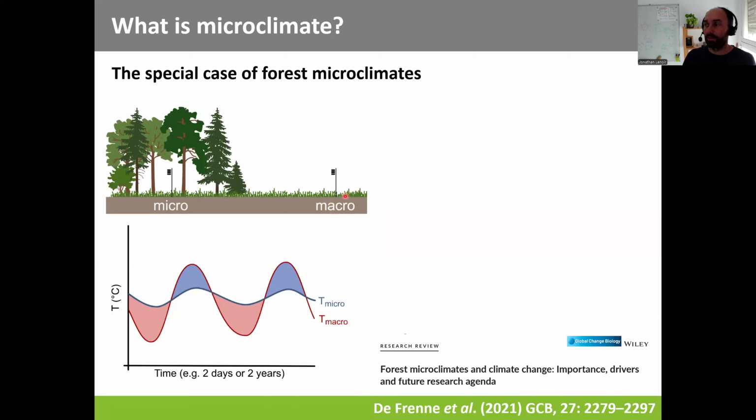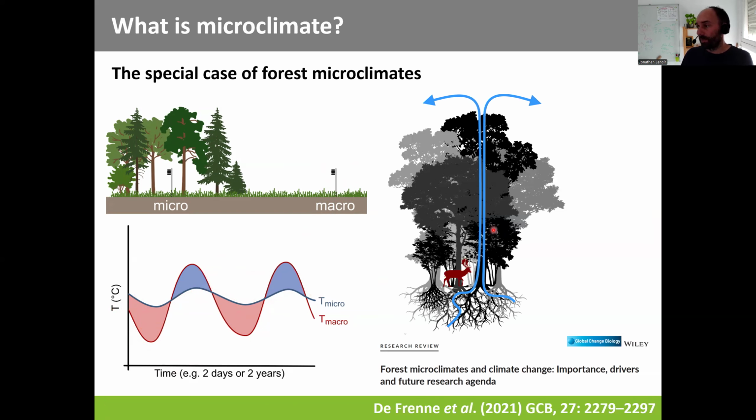And macroclimate is the temperature as measured by weather station. So for instance, if you have the macroclimatic temperature as measured by weather station, it will look like this. So this red oscillation over time could be days, could be seasons, could be several years. But in the understory, the temperature fluctuations are much lower. They are buffered.